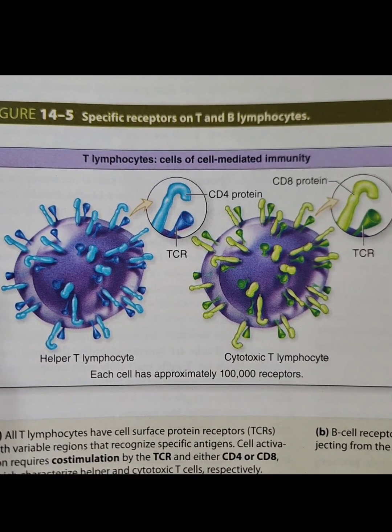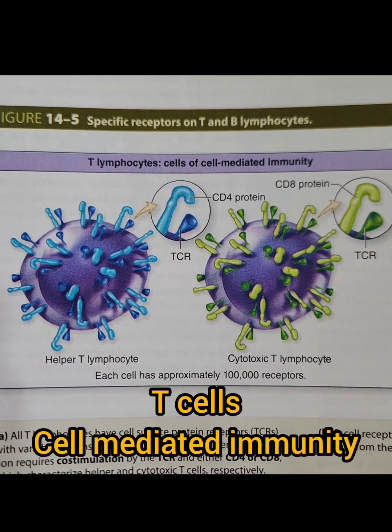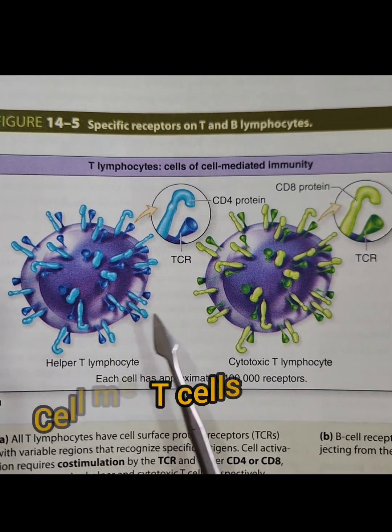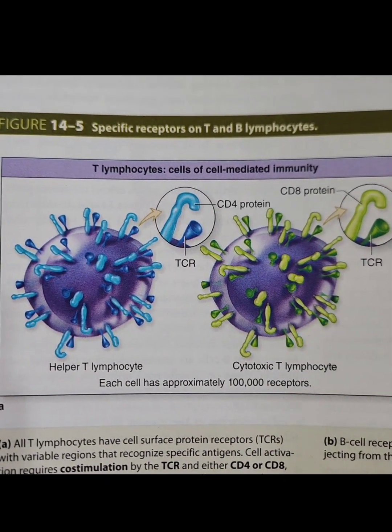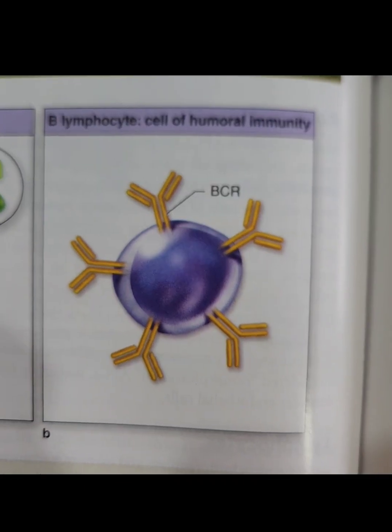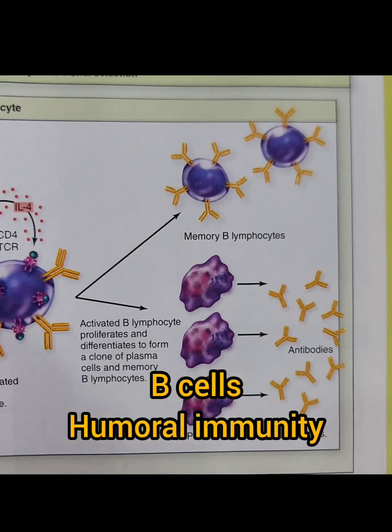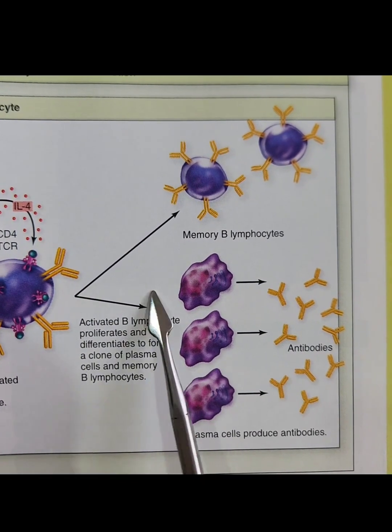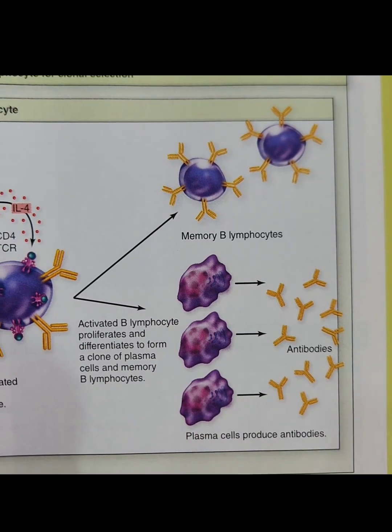T cells are involved in cell-mediated immunity. They are of two types, helper T cells and cytotoxic T cells. They differ in cell surface proteins or receptors. B cells are responsible for humoral immunity. They differentiate into plasma cells, which in turn produce antibodies.